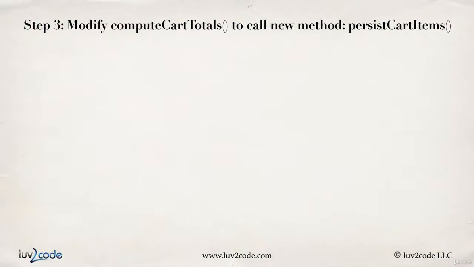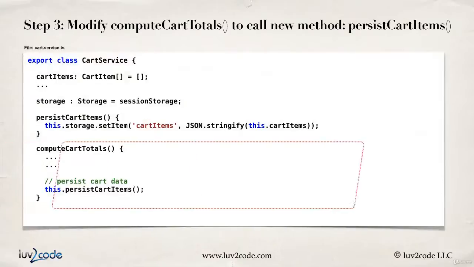Then in step 3, we modify computeCartTotals to call the new method persistCartItems. So here's my computeCartTotals method. We do all of our normal work, and then the final thing we'll do is persist the cart data. So I make use of this.persistCartItems. That's the new method that we just created.